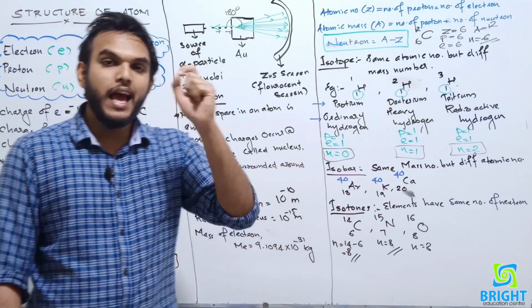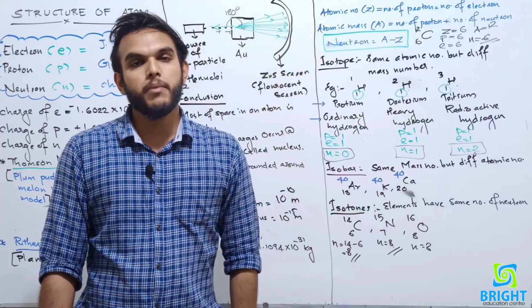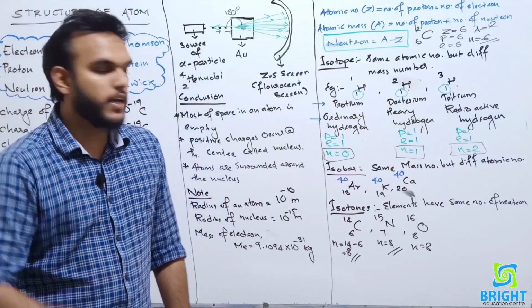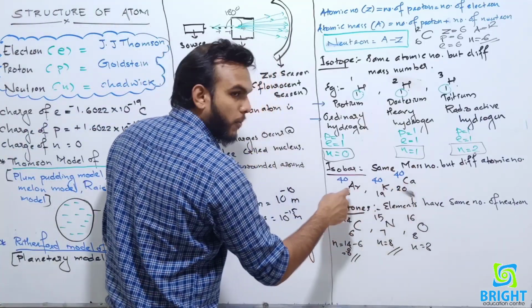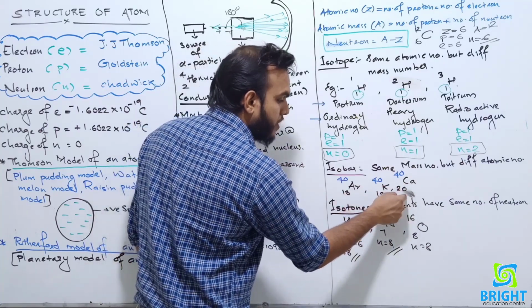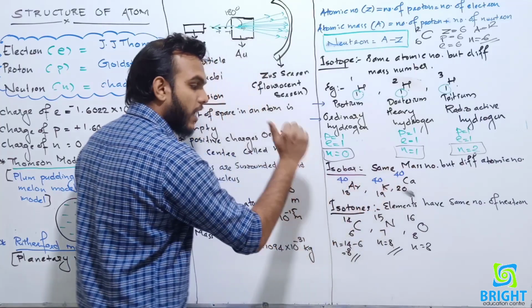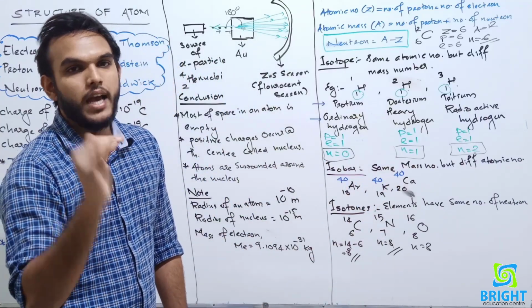What about the isobar? Isobar is known as elements having the same mass number but different atomic number. Same mass number but different atomic number. Let us see an example. Argon, potassium, calcium, where the atomic numbers are 18, 19, 20 and the mass number is 40, 40, 40. That is the same mass number with different elements and different atomic numbers, known as isobars.